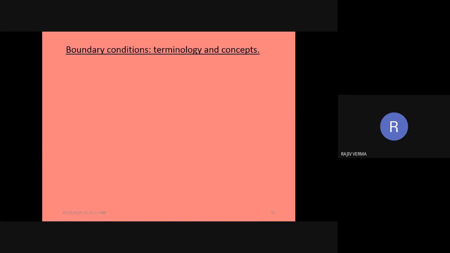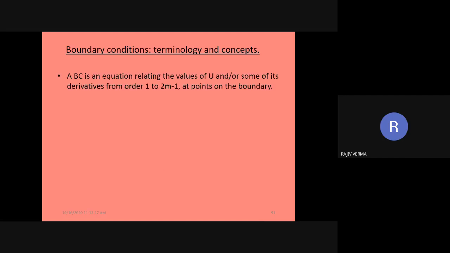Now there are some terminologies corresponding to the boundary conditions. A boundary condition is an equation relating the values of u and/or some of its derivatives from order 1 to 2m minus 1 at points of the boundary. I'm repeating this particular statement. A boundary condition is an equation relating the values of the unknown, that is u, with some of its derivatives.